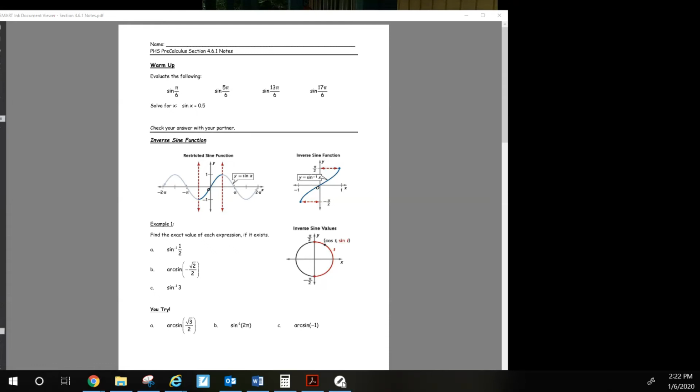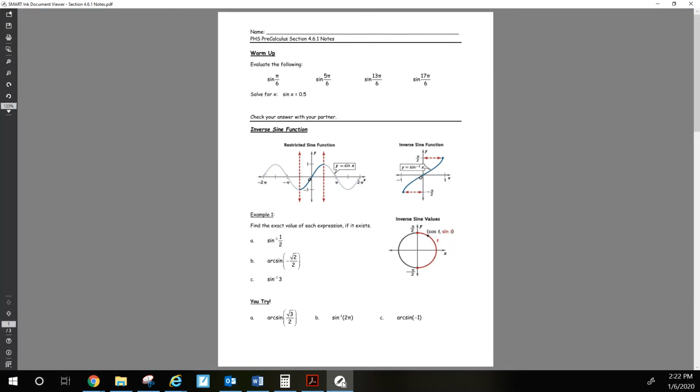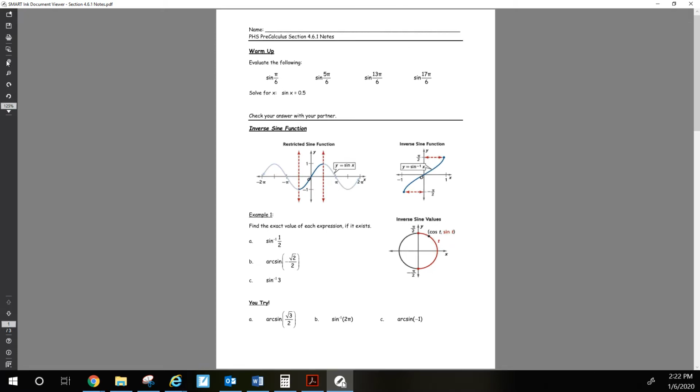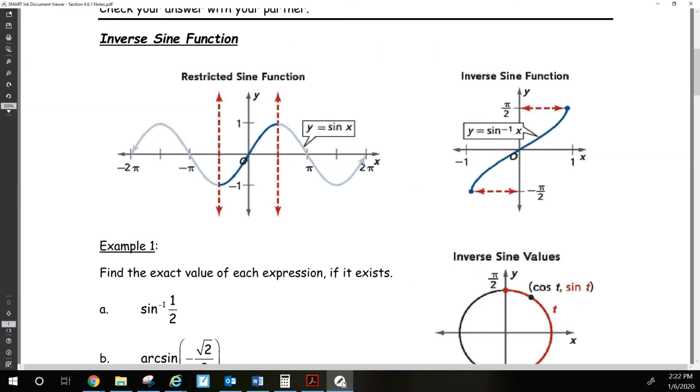Hello, pre-calculus. Welcome to section 4.6.1. We are going to do some inverse trig functions today. We're going to start off with sine, and then work our way to cosine and then tangent.